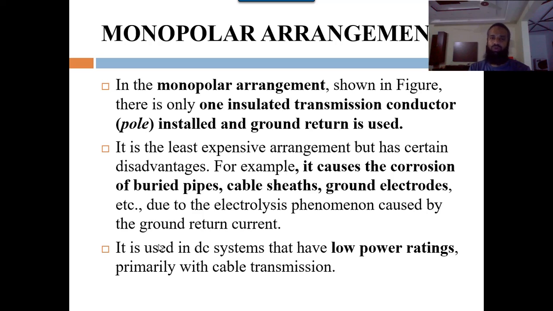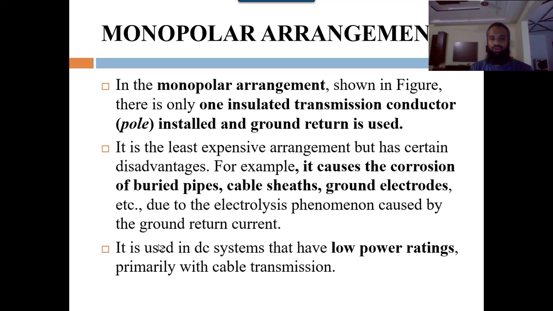The first one is monopolar arrangement. Monopolar arrangement means that we are using two conductors for HVDC transmission. One is for the positive supply and the second one is for the negative or the ground supply. So the main current will be passed through the positive supply, while the ground terminal will give a closed loop or closed circuitry.